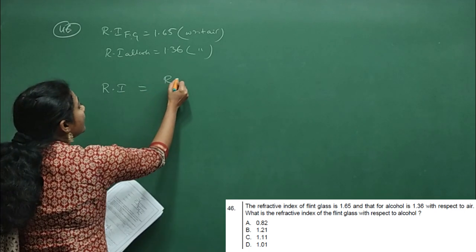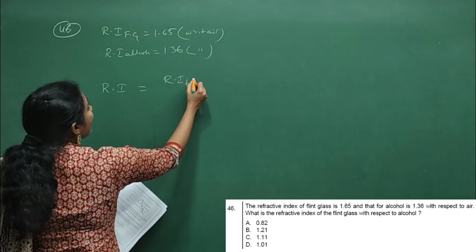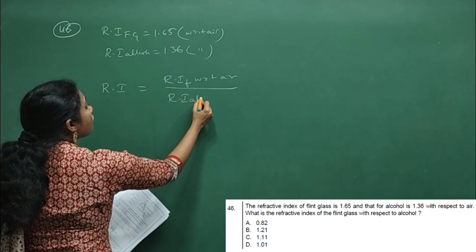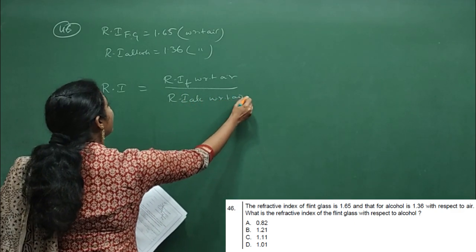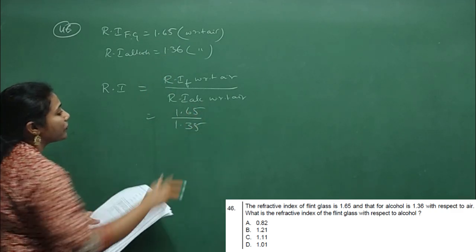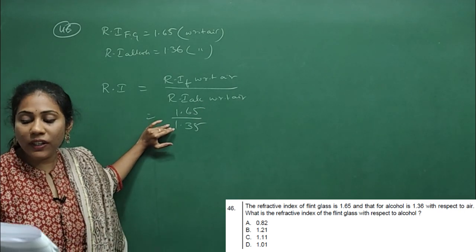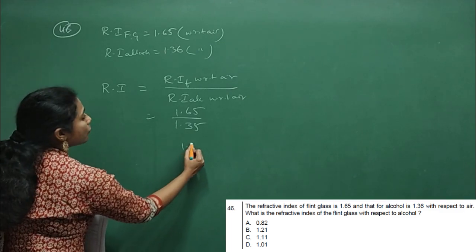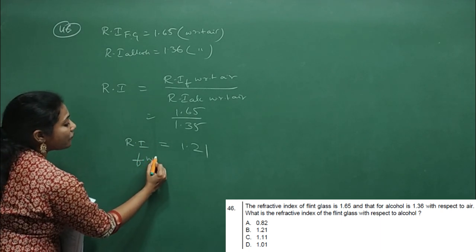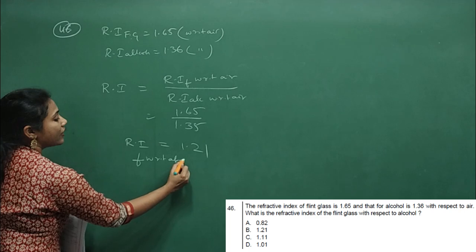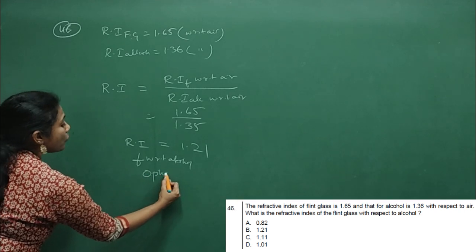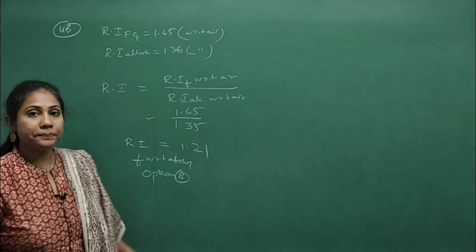So what is your formula? Refractive index of flint glass with respect to air divided by refractive index of alcohol with respect to air, right? So what is this value? 1.65 and this is 1.36. If you calculate, what is the answer you will get? 1.21. So 1.21 is your refractive index of flint glass with respect to alcohol, right? So where is the option? 1.21 is in option B. So option B is the correct answer.